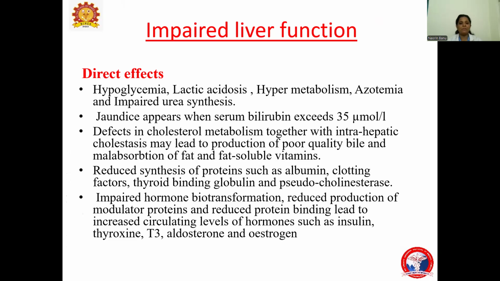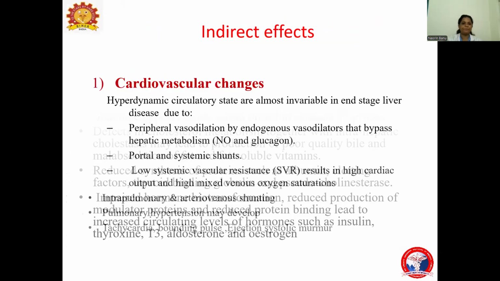Defects in cholesterol metabolism, together with intrahepatic cholestasis, may lead to production of poor quality bile and malabsorption of fat and fat soluble vitamins. There is reduced synthesis of proteins such as albumin, clotting factors, thyroid binding globulin, and pseudocholinesterase. Impaired hormone biotransformation, reduced production of modulator proteins, and reduced protein binding lead to increased circulating levels of hormones such as insulin, thyroxine, T3, aldosterone, and estrogen.